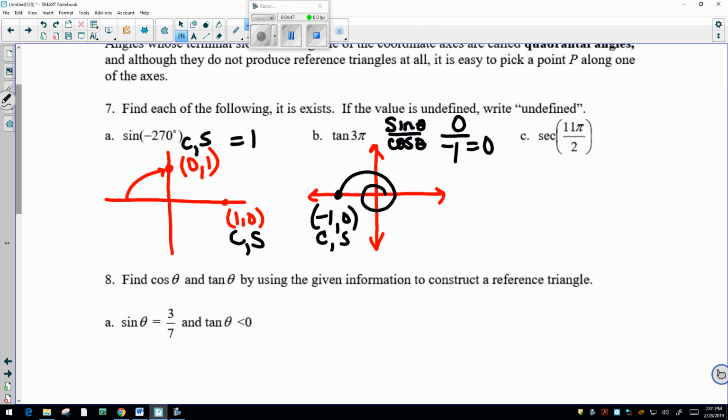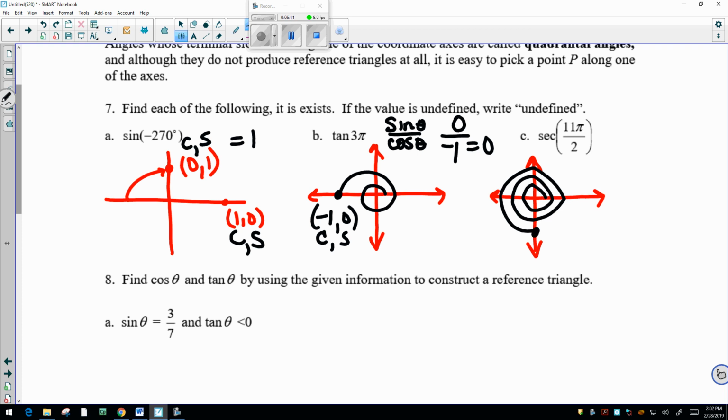And for this last one, secant of 11 pi over 2. Pi over 2 is a value of 90 degrees. So I need 11 90s. So here we go. We have 1, 2, 3, 4, 5, 6, 7, 8, 9, 10, 11. 11 90s. That brings me right down to here.